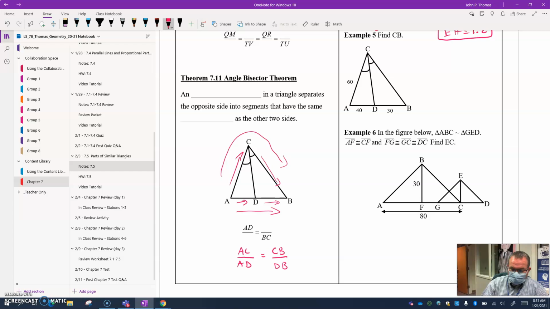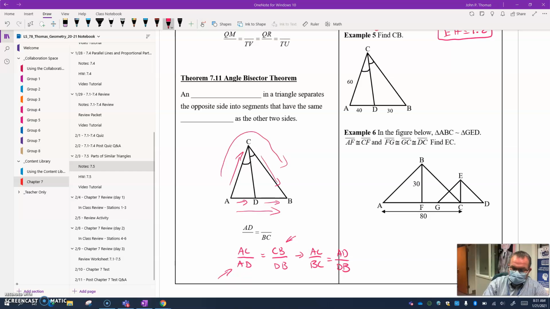So what they've done when they wrote this is they actually switched out this diagonal through here. All right, so if we switch those out, notice we would be at AC over BC equals AD over DB.